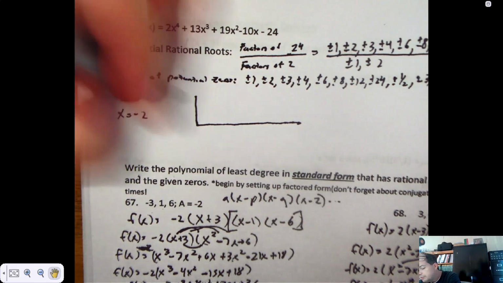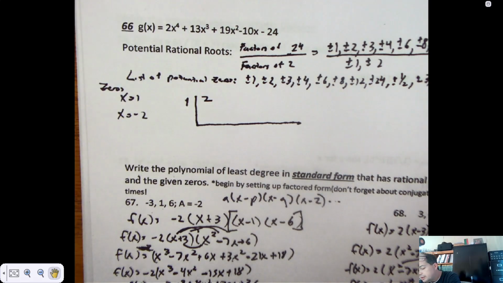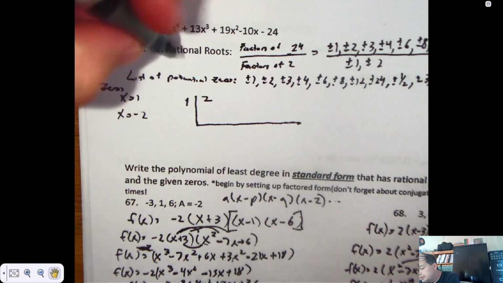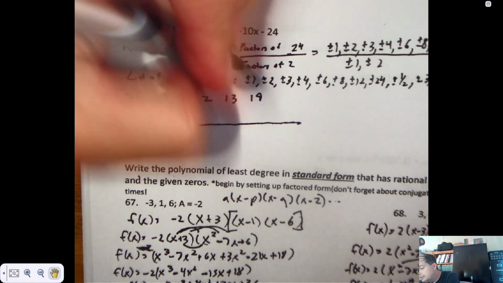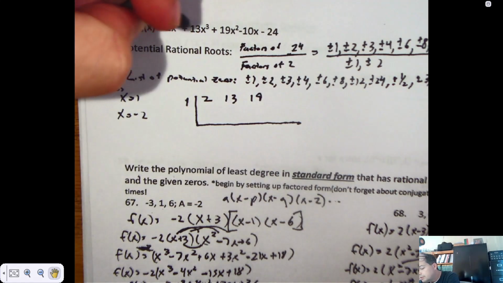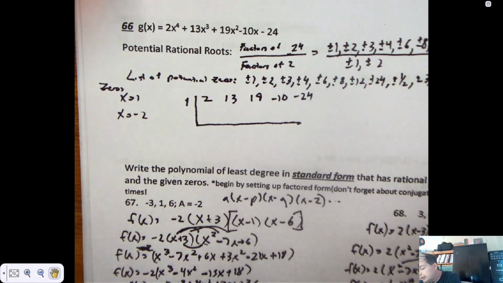I'm going to go after this one first. X is 1. The top of this upside down vinculum contains 2, 13, 19, make sure I don't need any placeholders, negative 10, and negative 24. And I'm going to drop the first one, and then I'm going to multiply.